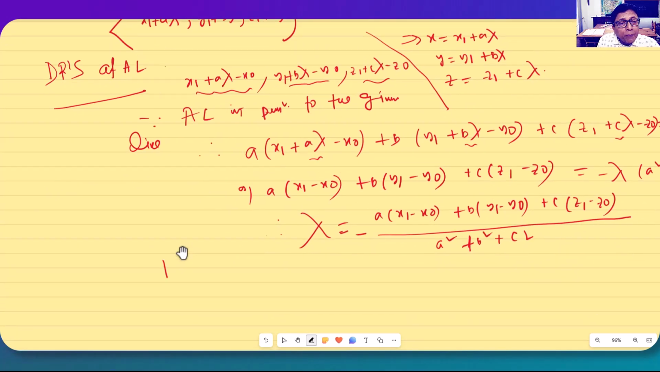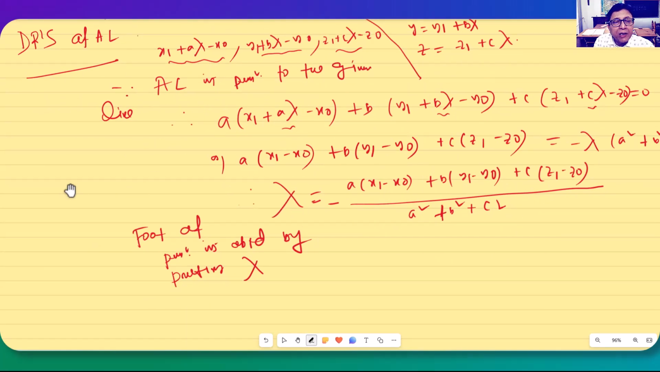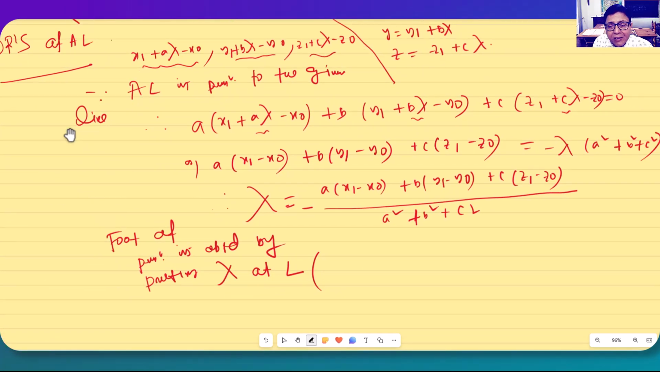So the foot of the perpendicular is obtained by putting lambda in the three coordinates of L. What are those points that we have found? x1 plus a lambda, y1 plus b lambda, z1 plus c lambda.